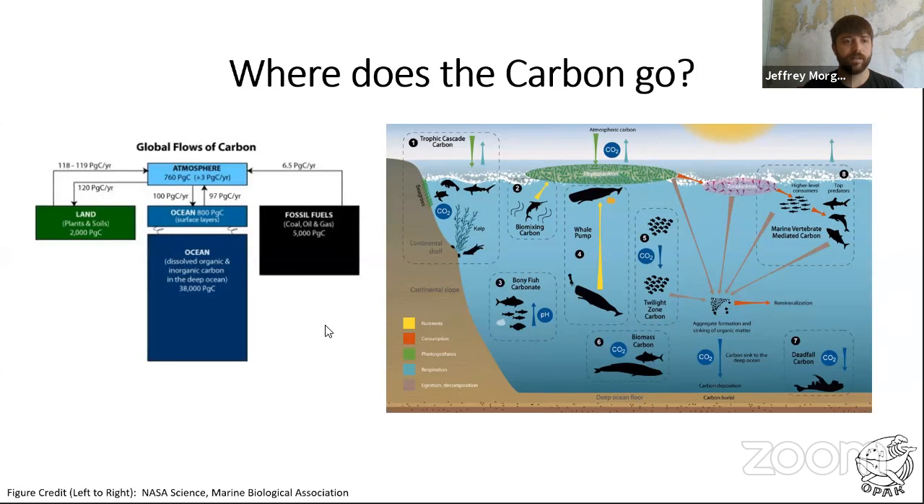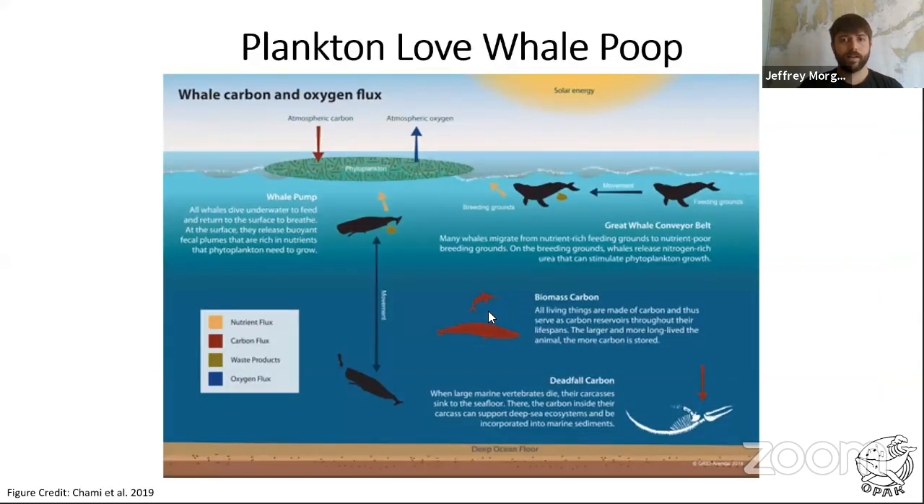But it's a slow process annually. And on the right here, this is an example of how, again, what we saw in the last figure, nutrients are mixing through the ecosystem or the food web. And that gets us to the whale poop here.